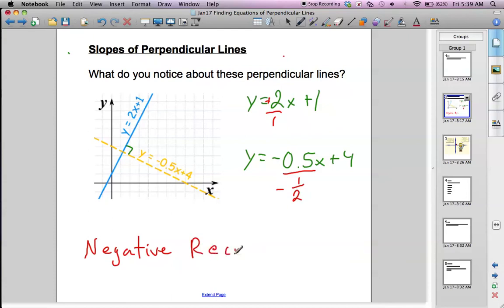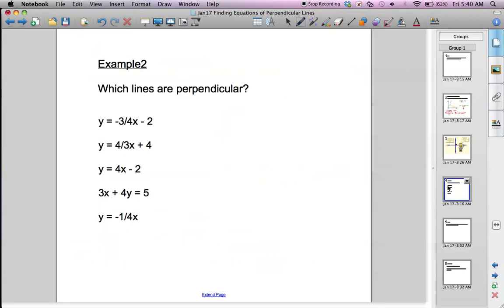Okay? Negative reciprocals. So the slopes are negative reciprocals. And that's going to happen with all perpendicular lines. They're going to be negative reciprocals. So let's take a look at this example.